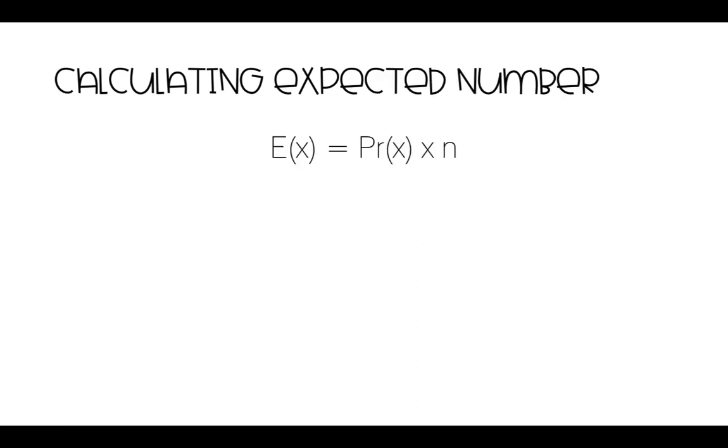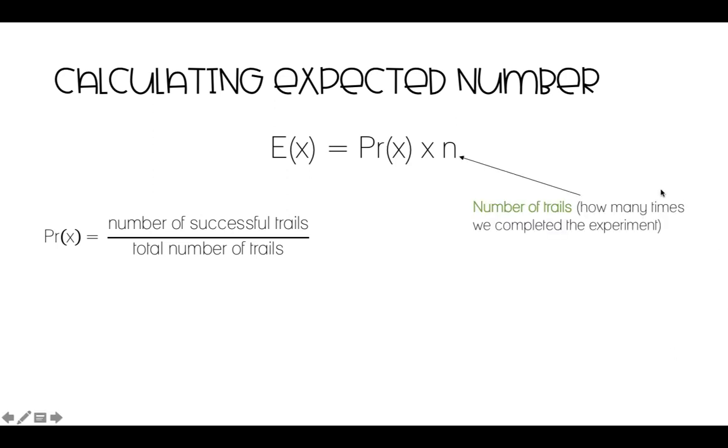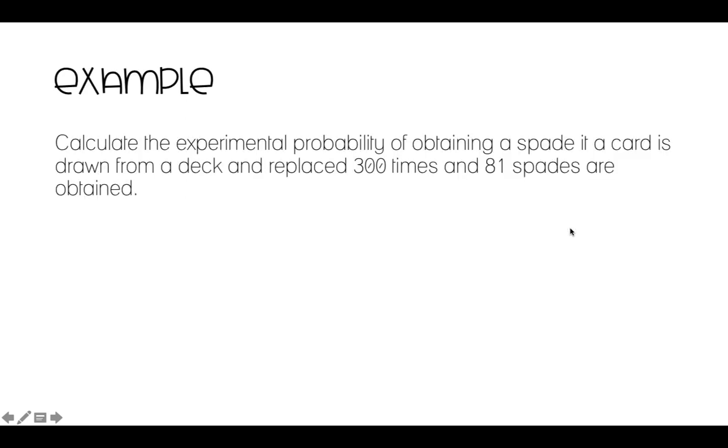So let's first talk about calculating the expected number. So expected number is us working out, well, if we get this probability so far and we multiply it by how many times we do the experiment, that will give us our expected number. So probability we know to be the number of successful trials over how many trials we completed, and n is the number of trials, so how many times we complete the experiment.